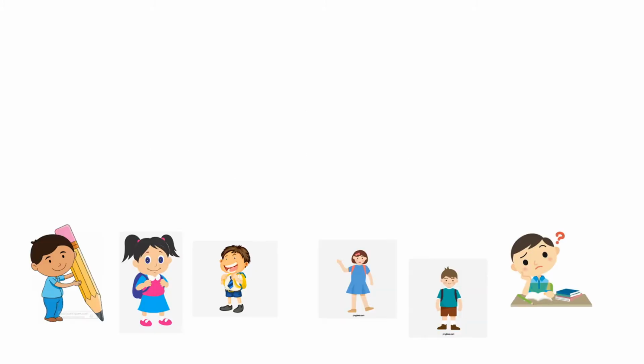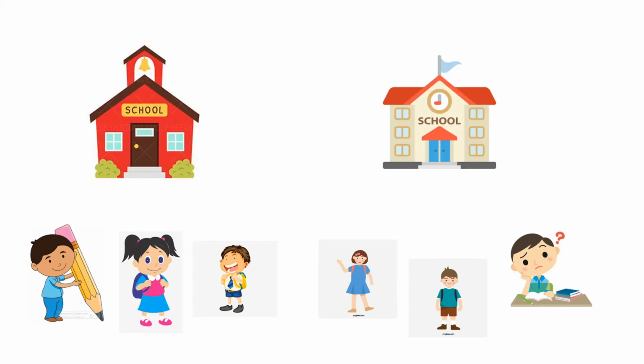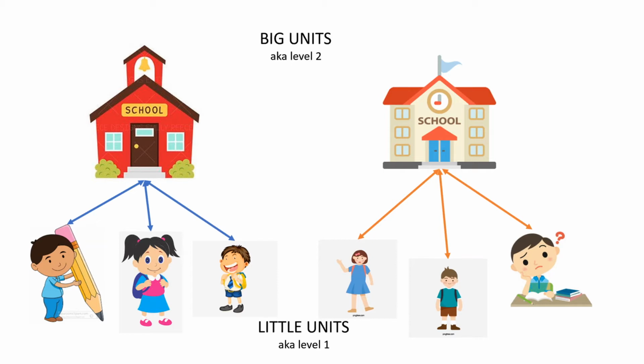One of the classic examples of nested data is when we think about students who attend different schools. Now in this case, students would be considered the little units or the level 1 units, and the schools in which they are nested would be the big units or level 2 units.